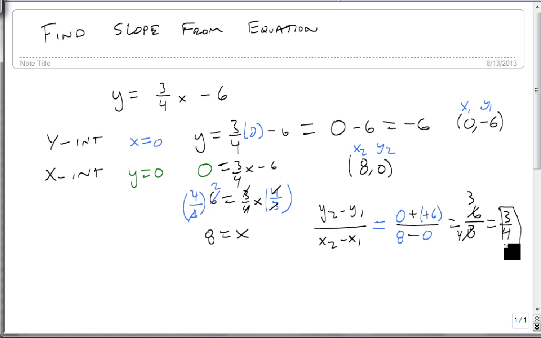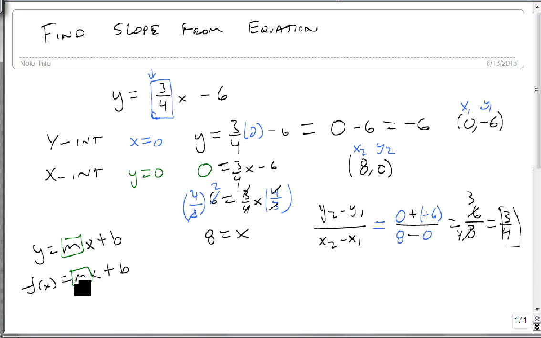Well, if you go back to the original, notice that we've got the 3/4 right here in front of the x. So our slope is always the number in front of the x when y is solved for, or when it can be written in function notation. So whenever we have either y equals mx plus b, or f of x equals mx plus b, the slope is always m, which is the same variable we used to define slope when we introduced it.